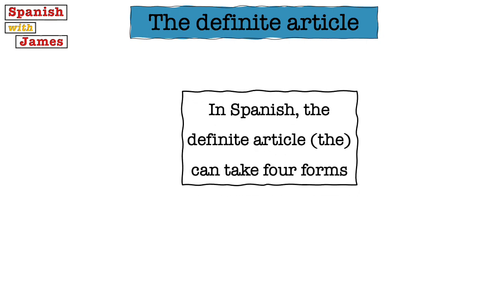The definite article refers to the word the in English. So think about it this way. If you definitely are referring to a specific thing, let's take a book. If you want to say the book, you're referring to a specific book. So it's a very definite book. Whereas if you say a book, it could be any book, so it's indefinite. And in Spanish, the definite article, so the word for the, can take four forms. So let's have a look at some examples.